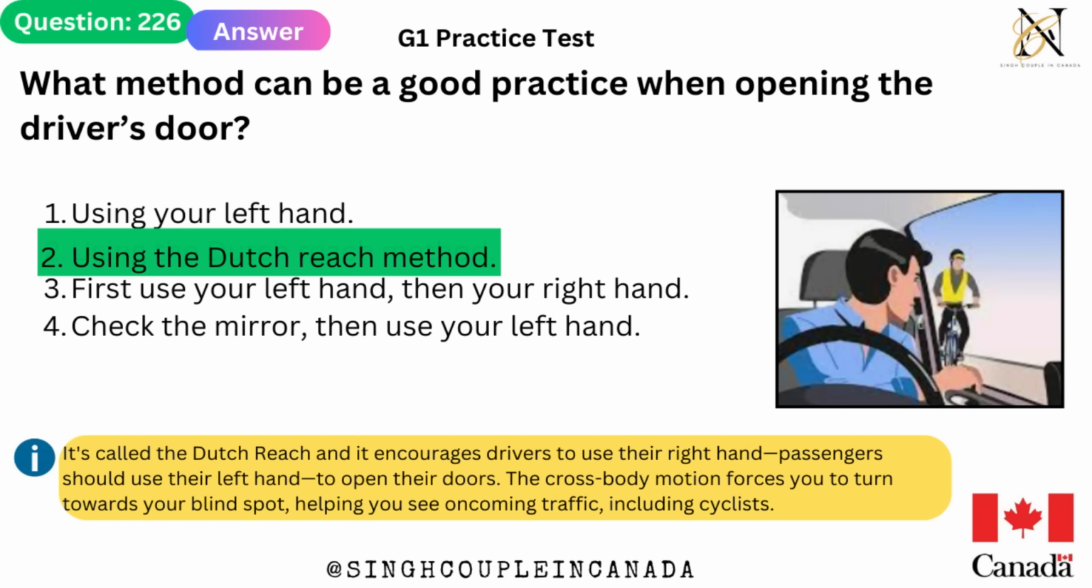It's called the Dutch reach and it encourages drivers to use their right hand. Passengers should use their left hand to open their doors. The cross-body motion forces you to turn towards your blind spot, helping you see oncoming traffic, including cyclists.